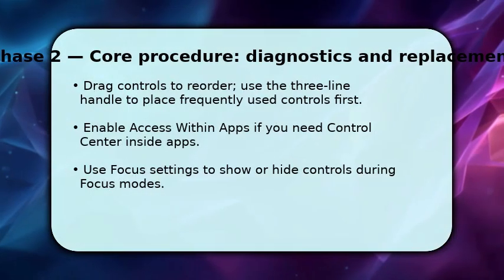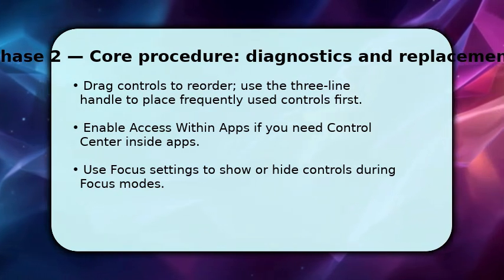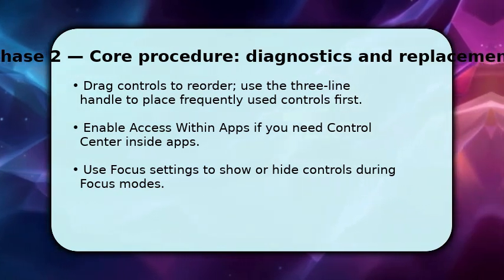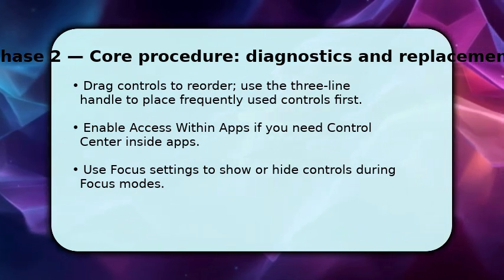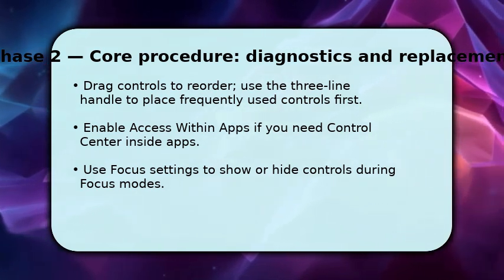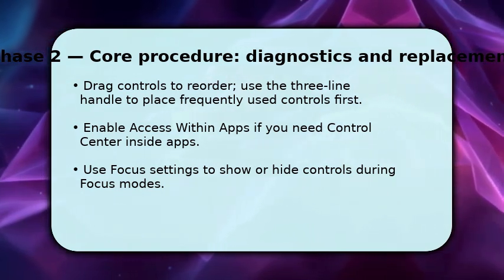Now reorder and refine. Press and hold the 3-line handle to drag a control where you want it. Top positions appear first in the swipe view. Once positioned, enable access within apps if you want Control Center available while inside apps. Otherwise, leave it off for fewer interruptions.